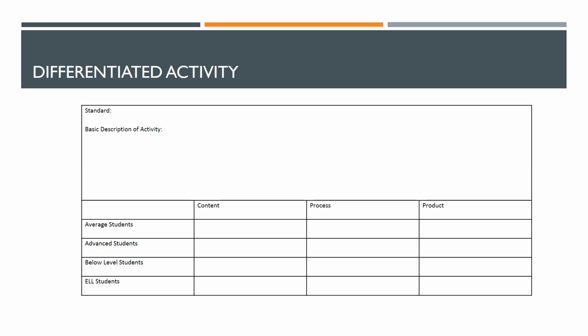So then I want you to put, for the average students, what would you do? How could you differentiate their content of that activity? How could you differentiate their process of that activity? How could you differentiate the product of that activity? Same thing with the advanced students. Same basic activity, but how could you differentiate using content, process, and product.